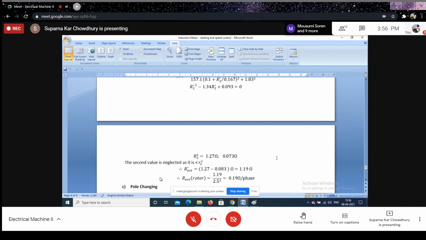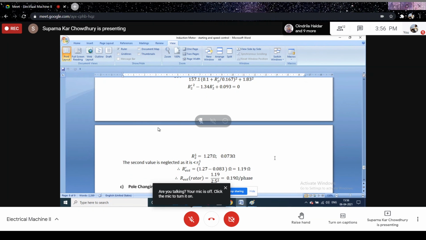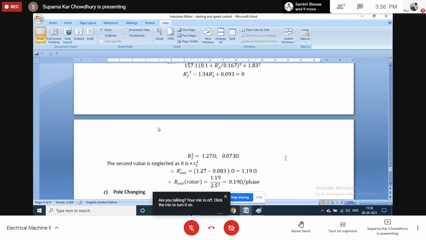Still, though the induction motor itself is inexpensive compared to the DC motor, the total combination, that is the DC motor with its controller versus the induction motor with its controller, the induction motor with its controller is much more expensive and much more complex.